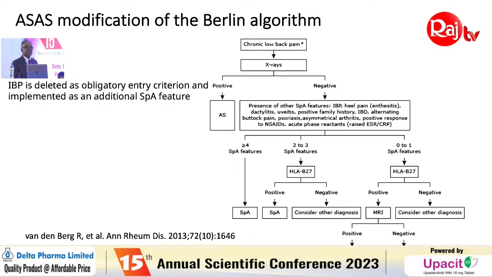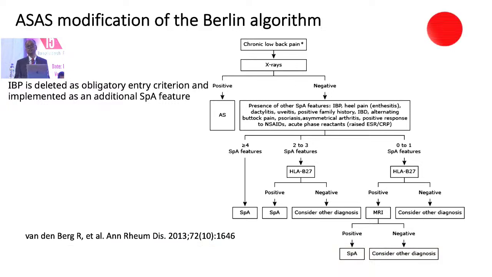If it is negative, then look for the presence of those 11 spondyloarthritis features. Negative X-ray, then look for the features. If there are 4 or more SpA features, then diagnose the case as spondyloarthritis. If there are 2 to 3 features with low back pain, X-ray negative, then do HLA-B27.